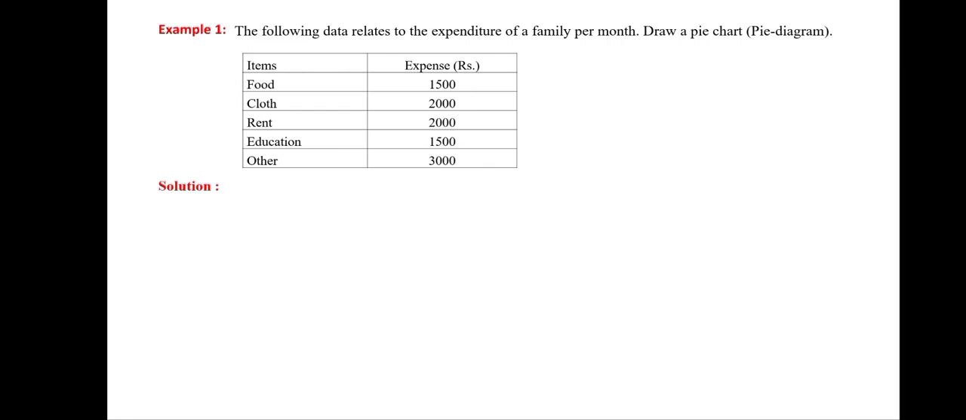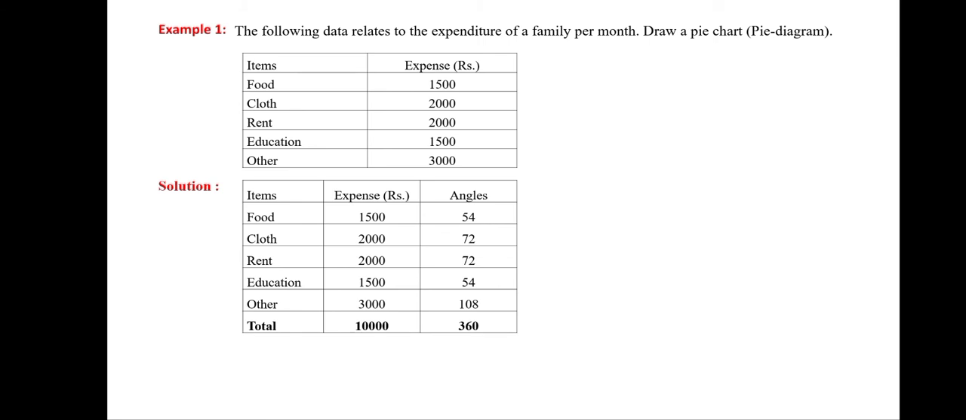To distinguish between different components, shades or colors are used and an index is provided. Let us consider an example. The following data relates to the expenditure of a family per month. Draw a pie chart or pie diagram. Here expenses are given for different items. So we have to first calculate the angles.